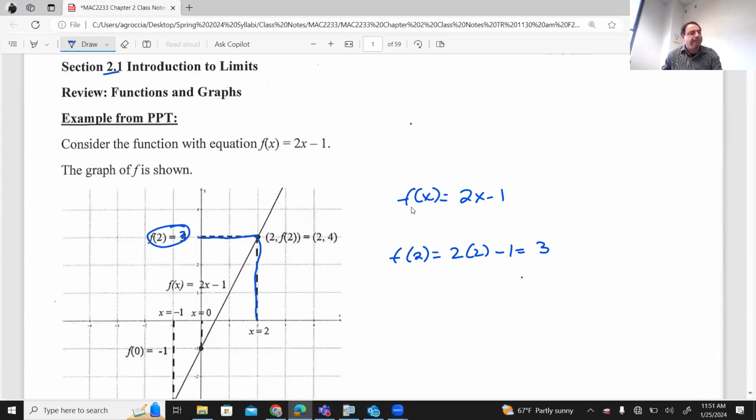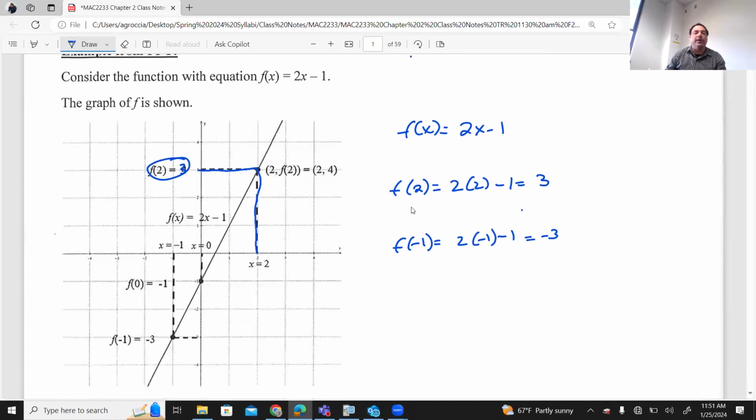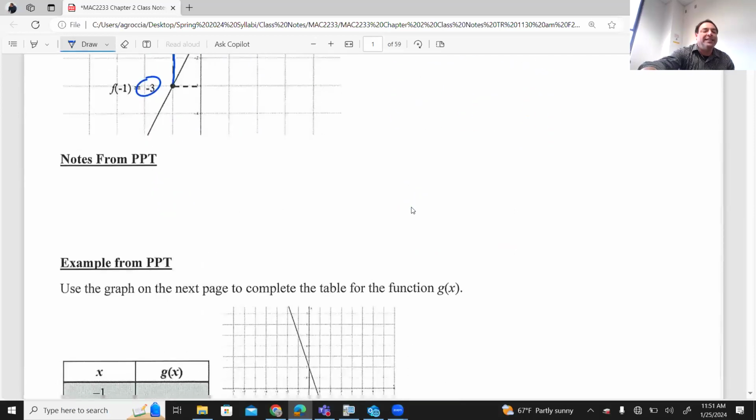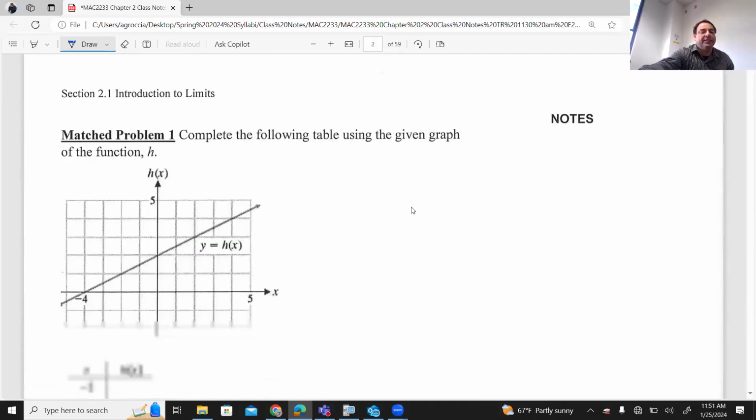Everybody comfortable with that? And if I told you, okay, what if it was negative 1? Okay, 2 times negative 1, that's negative 2. Negative 2 minus 1 is negative 3. So if you went to negative 1, you would get negative 3. So I can see that. We've done that. No worries at all. Everybody comfortable with that?